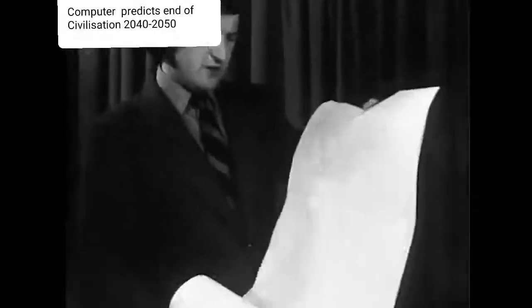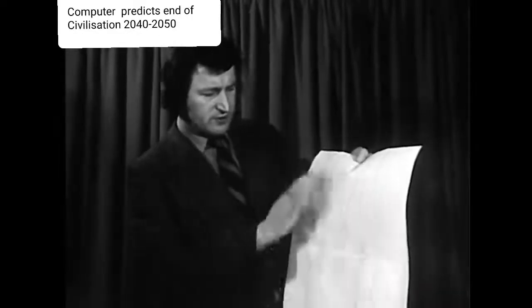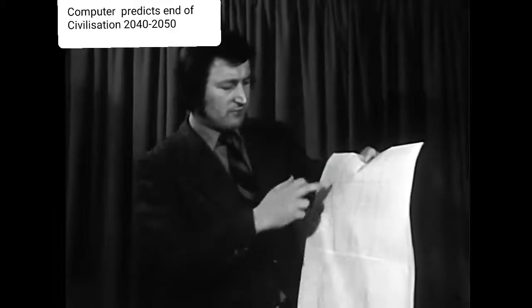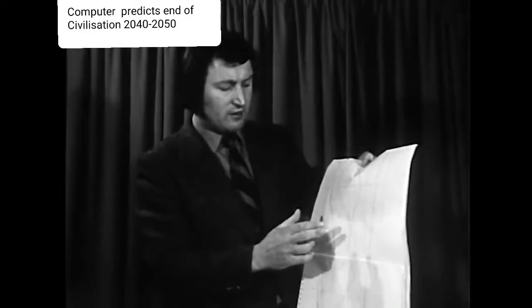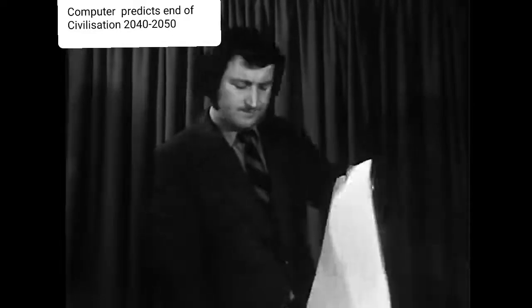Well, this is the printed version of what we've just seen on the television screen. And what looks at first to be just a maze of computer characters is really a system of very simple graphs which project what's going to happen to the planet over the next 150 years if we don't do something drastic to stop it.